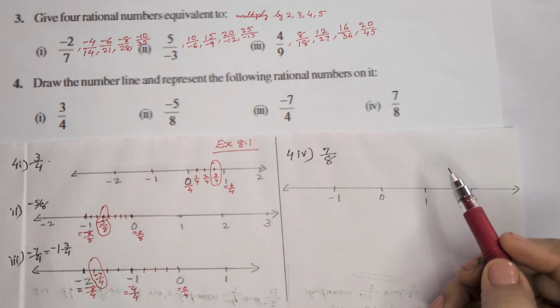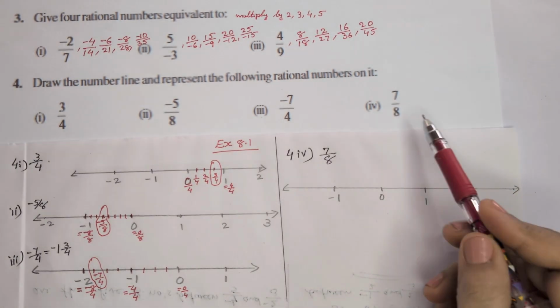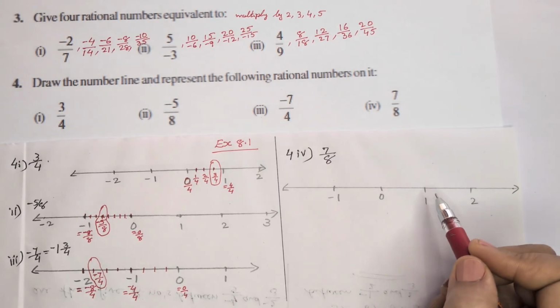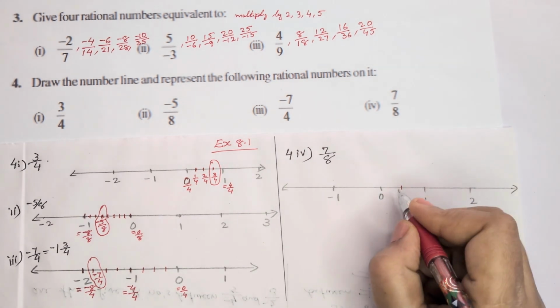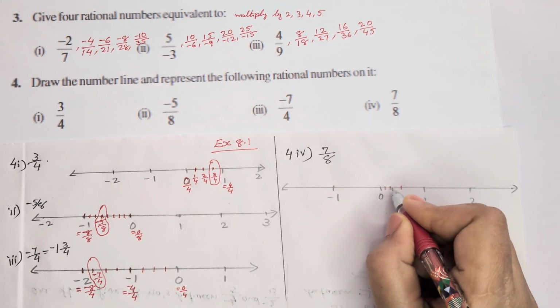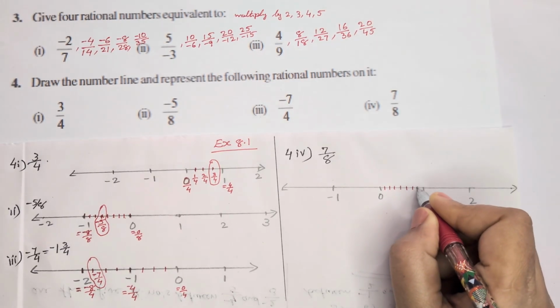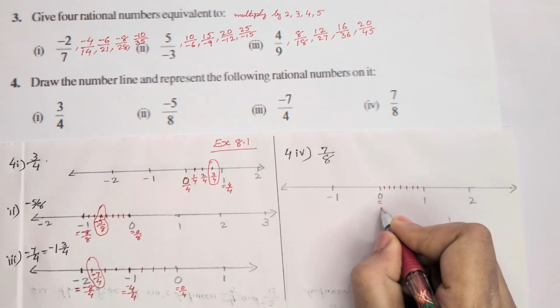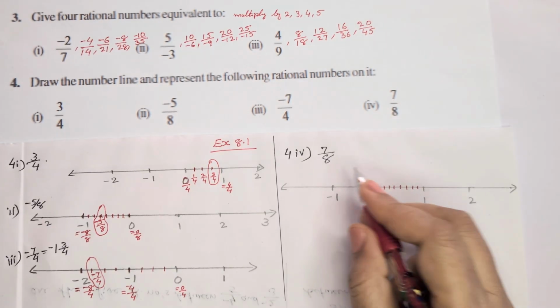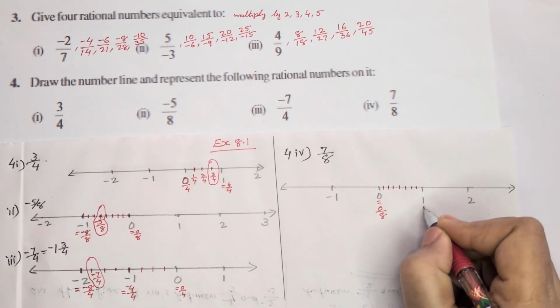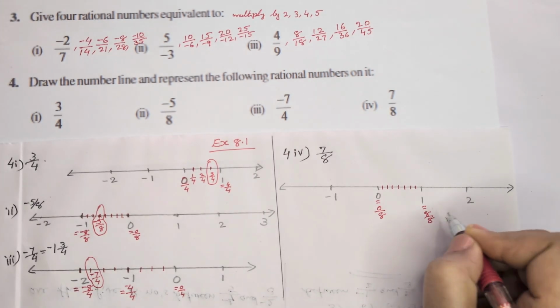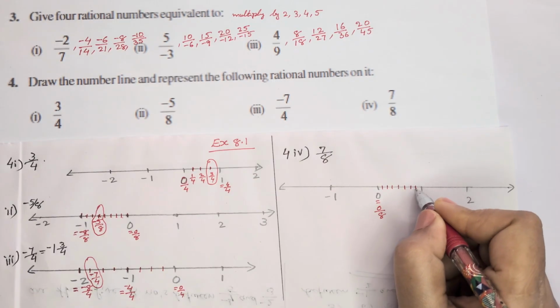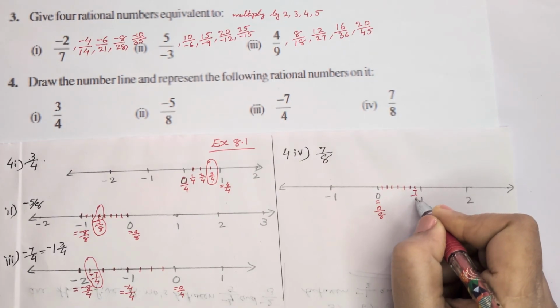Next number is 7 by 8. It's a proper fraction and it's positive. So that lies between 0 and 1. Then look at the denominator, that is 8, which means we are dividing that portion from 0 to 1 into 8 equal parts. So 0 we can write as 0 by 8, 1 we can write as 8 by 8. Now 7 by 8 means just before that. This is 7 by 8.